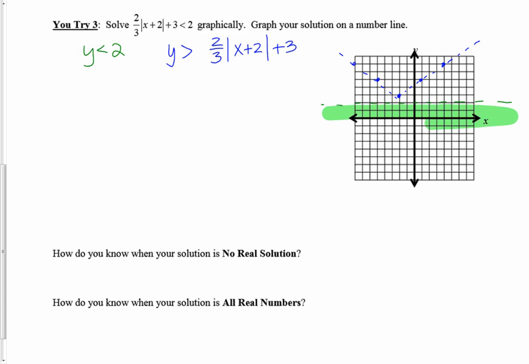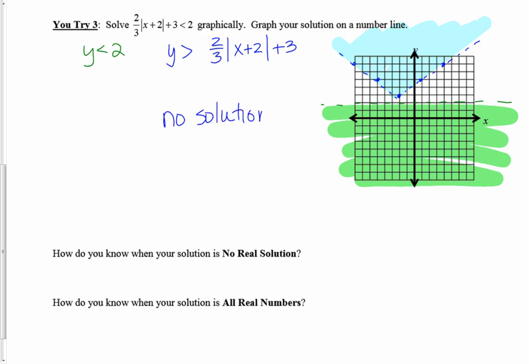So in this one, I was graphing y is less than 2. So that was the bottom half of the graph. Then I was graphing y is greater than this absolute value function. So where's my overlap? There isn't any overlap in this one. So the answer to this would be no solution, which again, we can write the words, we can put little empty brackets, and on a number line, the whole thing is just going to be blank. So how do you know when your solution is no real solution? And that's because none of the graph overlaps.